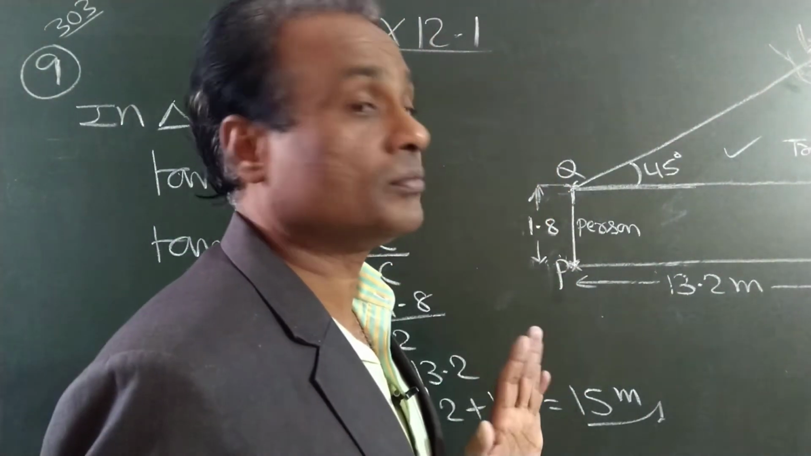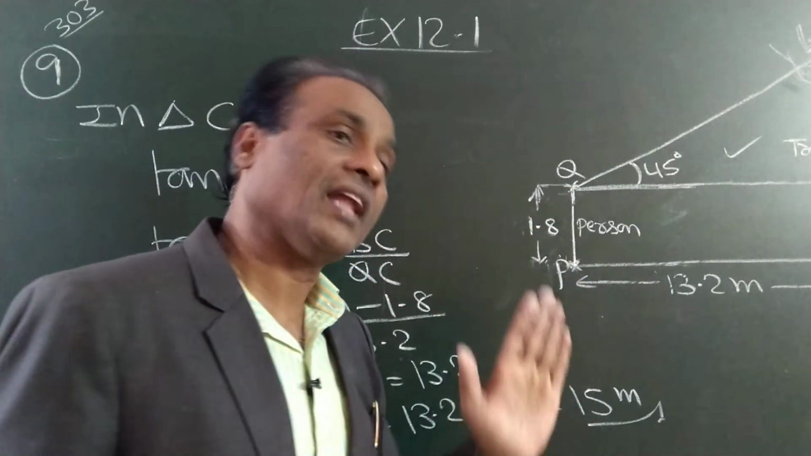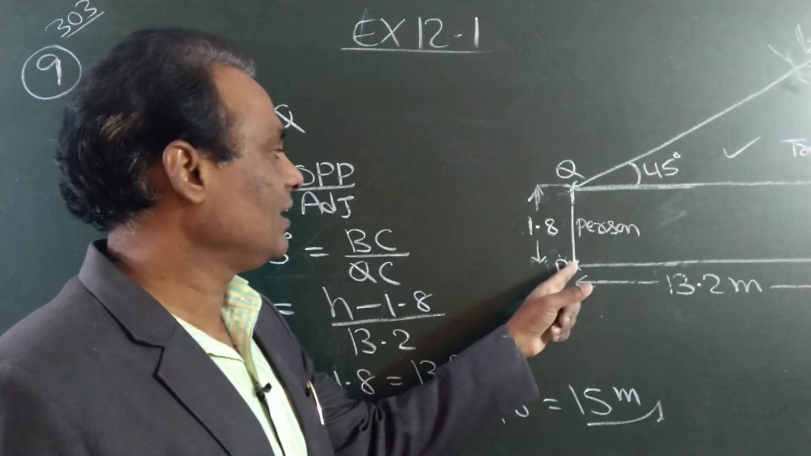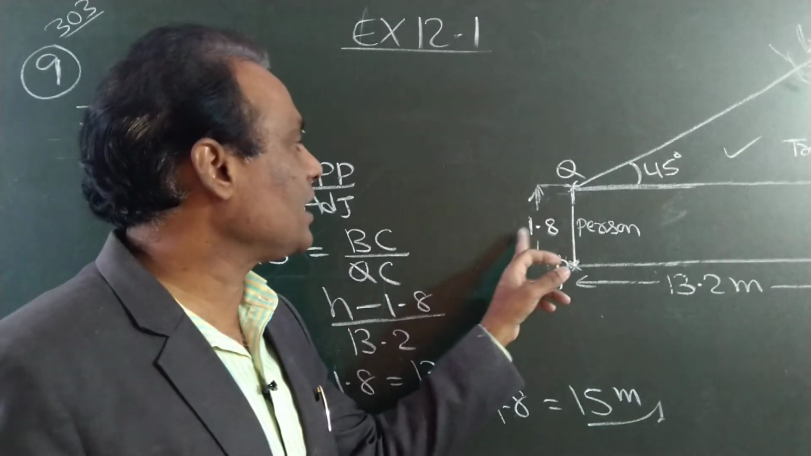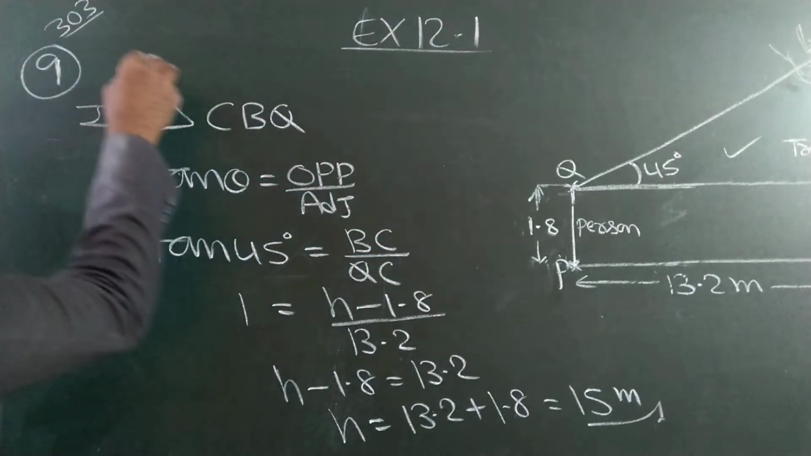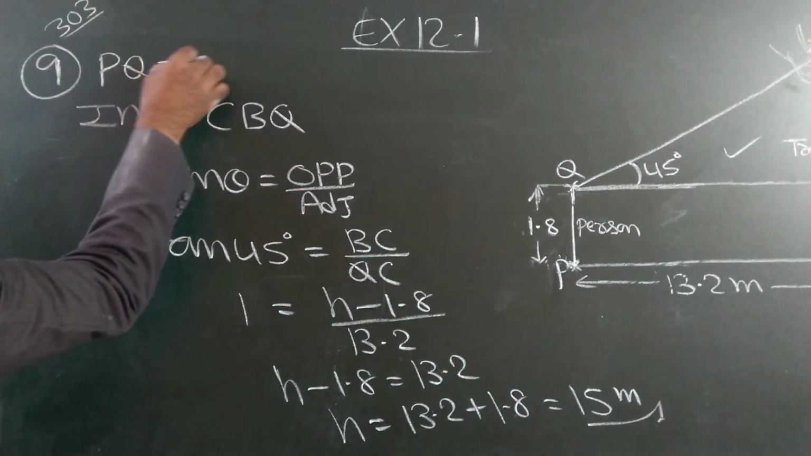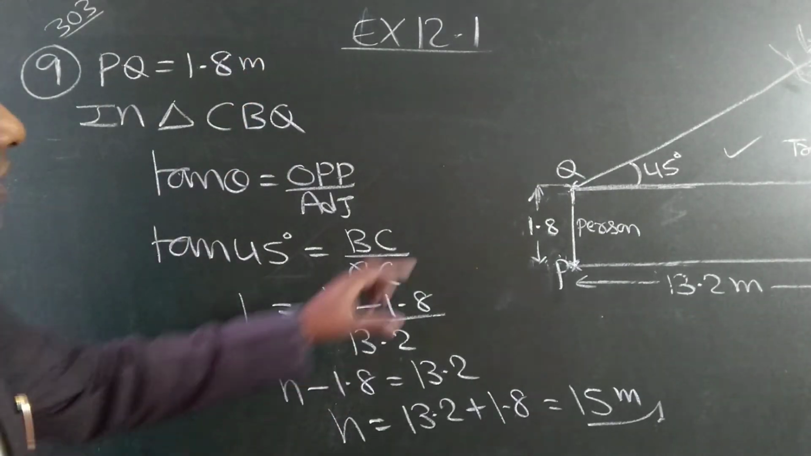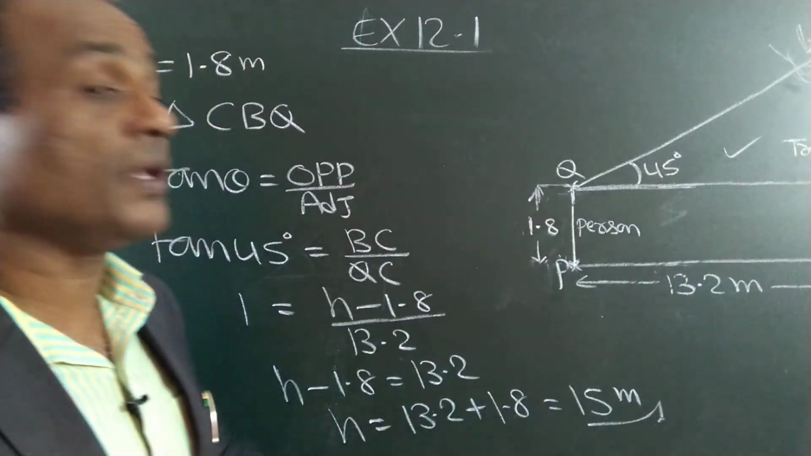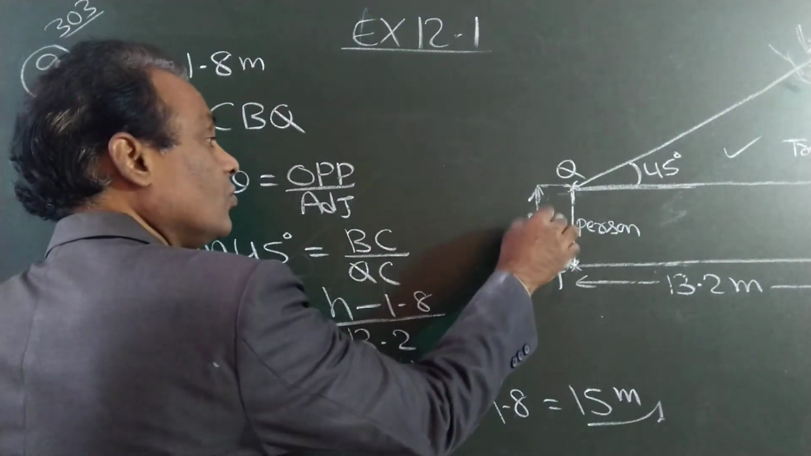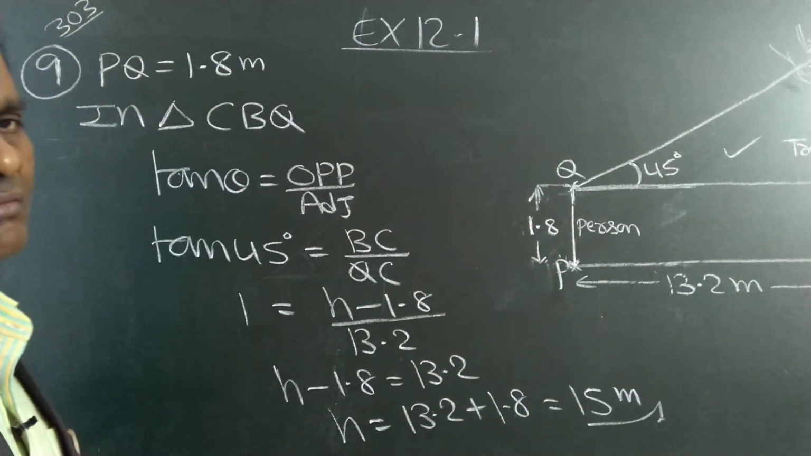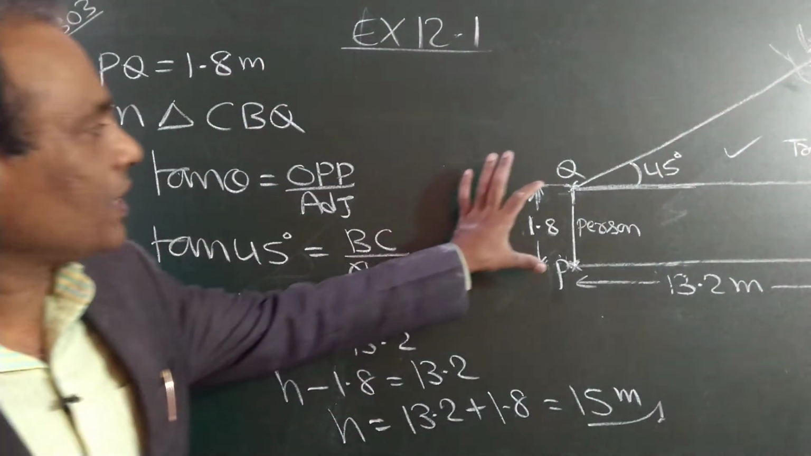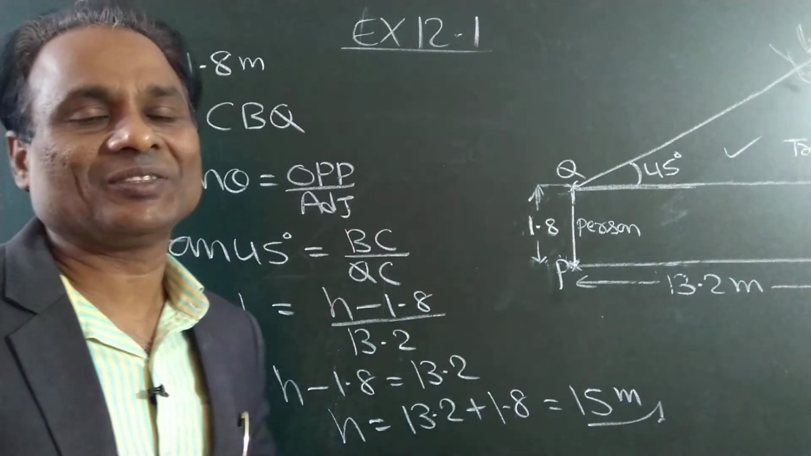PQ is the person. I will give each and every step, you write, then you can understand. Write down: height of the person PQ is equal to 1.8. Why? It is given. You can write in the bracket: given.